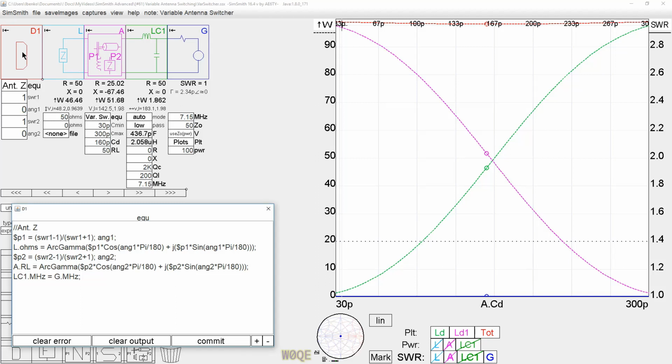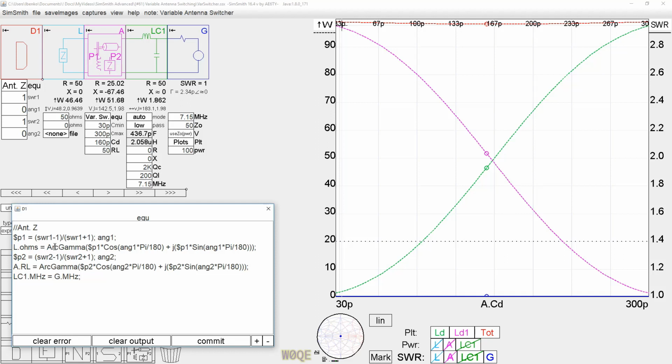This block does three things. It takes SWR and angle and converts it to R plus jX. Then it also does SWR and angle for the second antenna, converts it to R plus jX. And then it forces the frequency on the automatic tune network to match the generator frequency. If we look at one of these real quickly, we come in with SWR. SWR minus 1 divided by SWR plus 1 is the reflection coefficient. So reflection coefficient is the first thing I'm going to calculate for the antenna, and then angle 1 is just given.